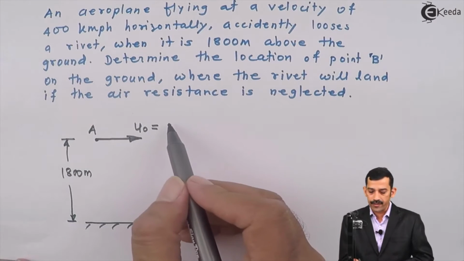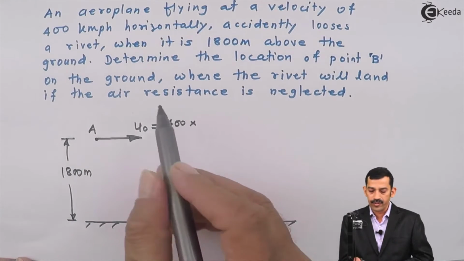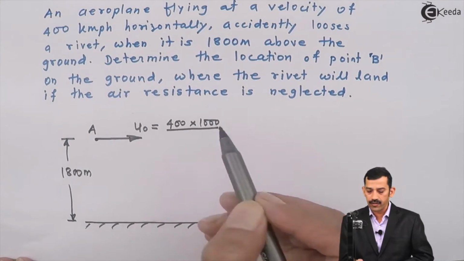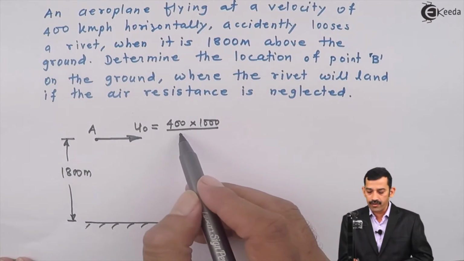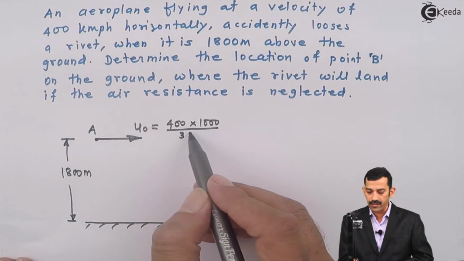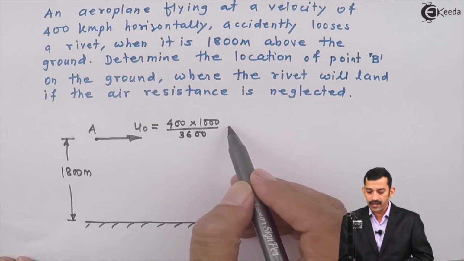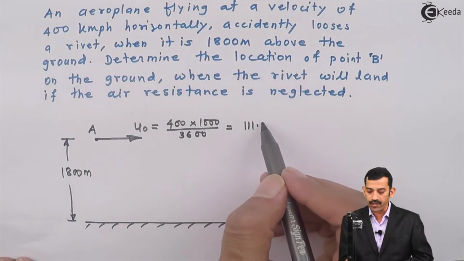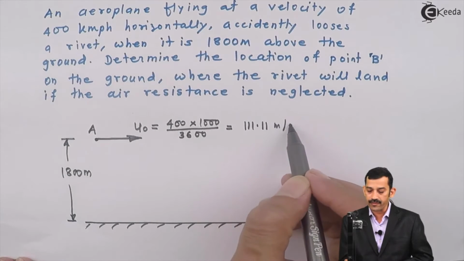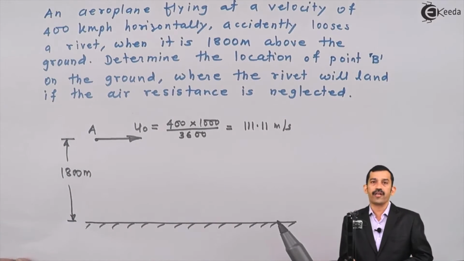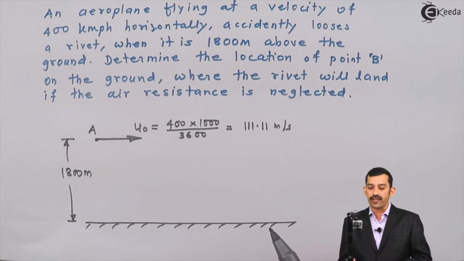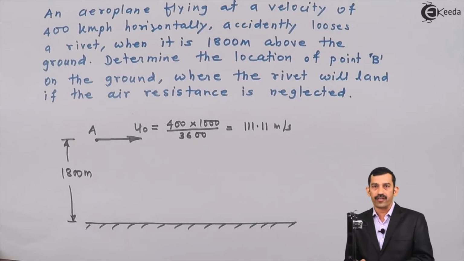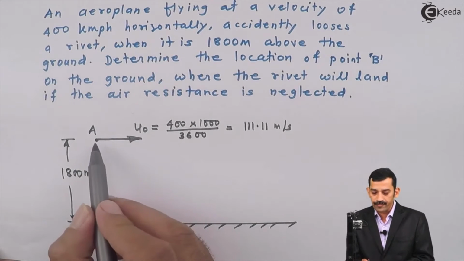Therefore, 400 into, this is in kilometers, multiplied by 1000 means meters, on a per hour basis, and 1 hour converts to seconds. This answer, the velocity in meters per second, comes out to be 111.11 meters per second. Now, once the rivet starts its motion, it moves under the action of gravity. That means it traces a parabolic path, or it is a projectile motion.